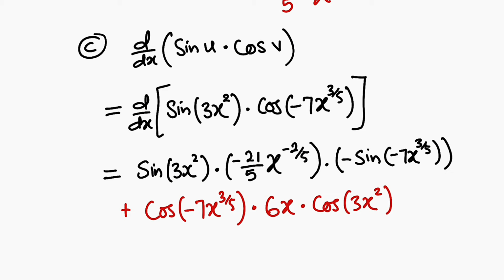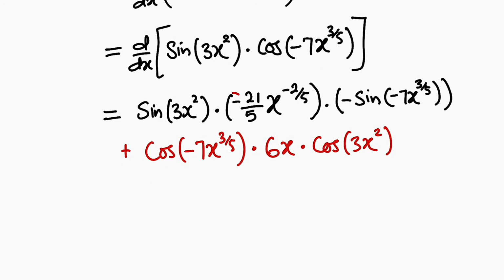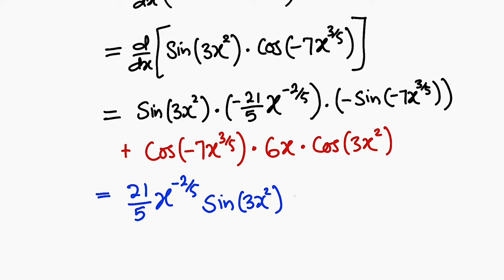Okay, now let us rearrange this. From here, you can see we have a negative sign here. We also have another negative sign here. So if they multiply, they become positive. This is equal to 21 divided by 5, x to the power of negative 2 over 5. Then you multiply that by sine of 3x squared. Then the other one, sine of negative 7x to the power of 3 over 5.